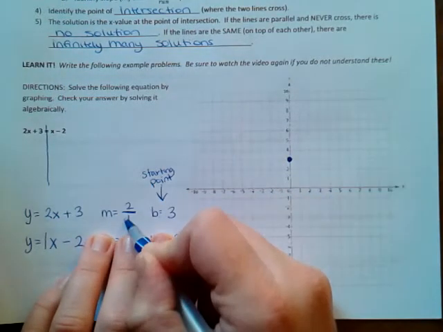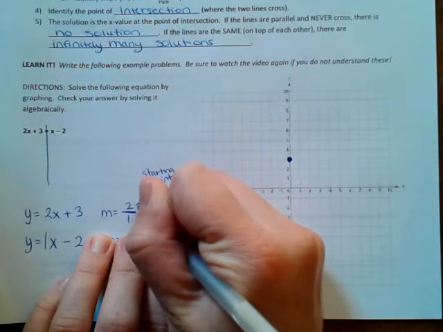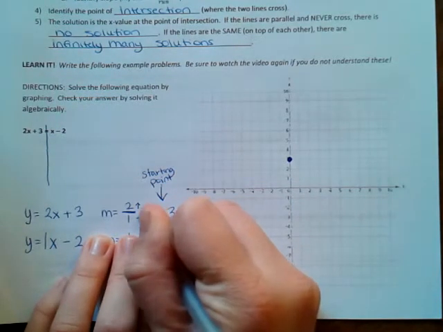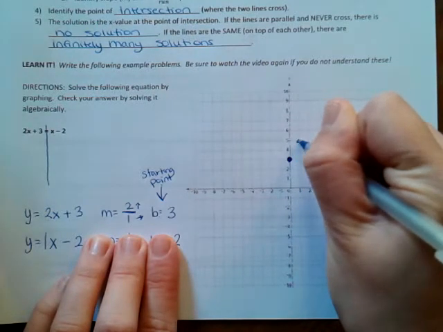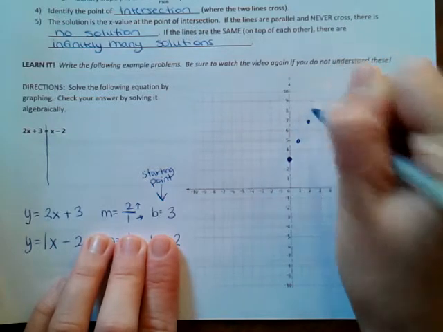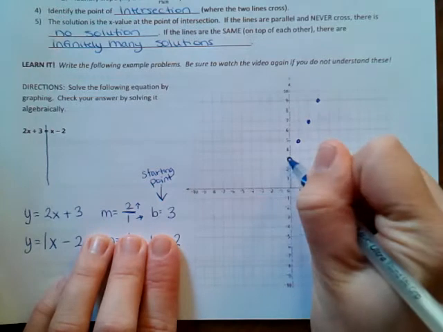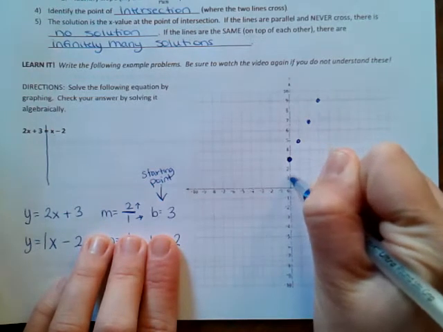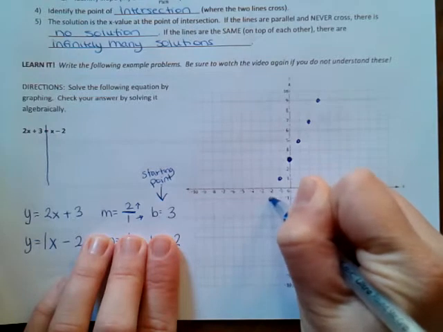Now I use my slope to plot more points. So I know that this is a positive 2, so I'm going to go up 2, and this is a positive 1, so I'm going to go to the right 1. So I'm going to go up 2 to the right 1, up 2 to the right 1, and I could keep on doing this, or I could go backwards. I could go the opposite directions, down 2 to the left 1. See, I'm always going to stay on my straight line.